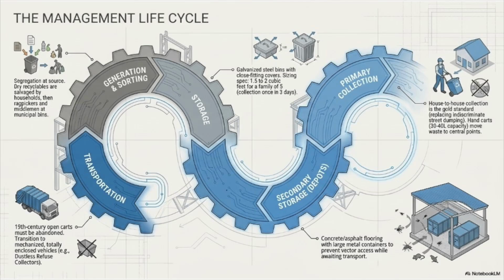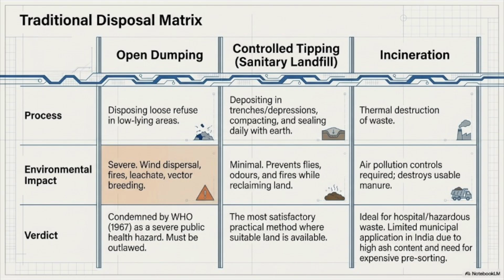This leads to secondary storage at depots, which use concrete or asphalt flooring with large metal containers to prevent vector access while awaiting transport. Finally comes transportation, where 19th century open carts must be abandoned in favor of mechanized, totally enclosed vehicles such as dustless refuse collectors. Let us compare the traditional disposal methods available to us.